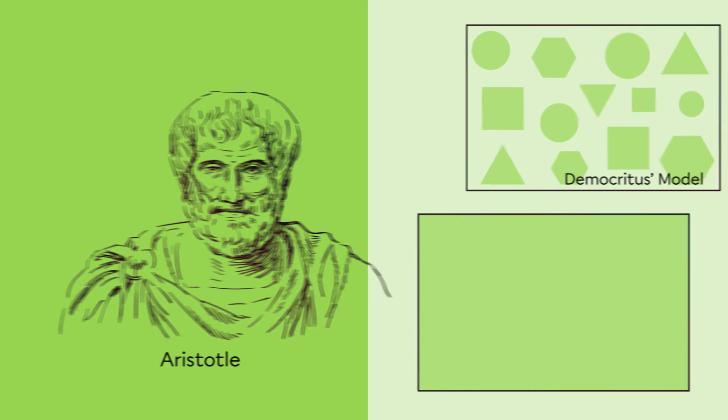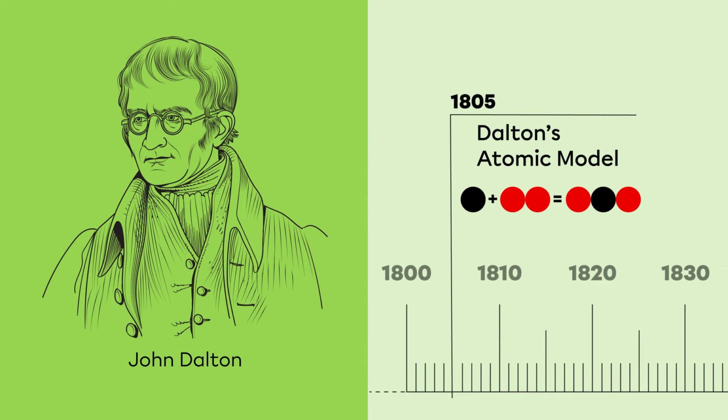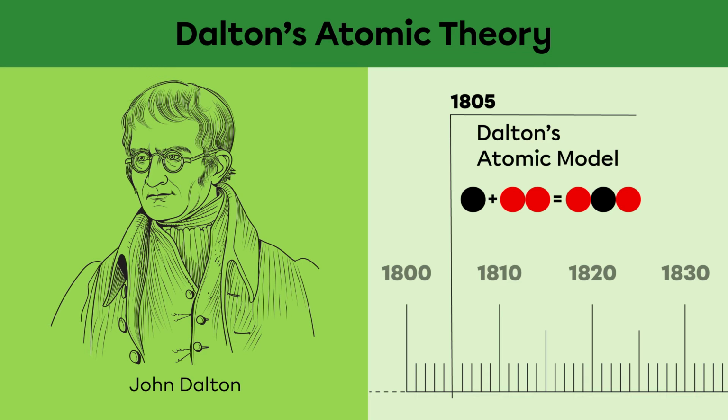Let's fast forward to the 1800s. John Dalton built his model based on observations made by different scientists. Today, this model is referred to as Dalton's atomic theory. His model is based on 4 main points.